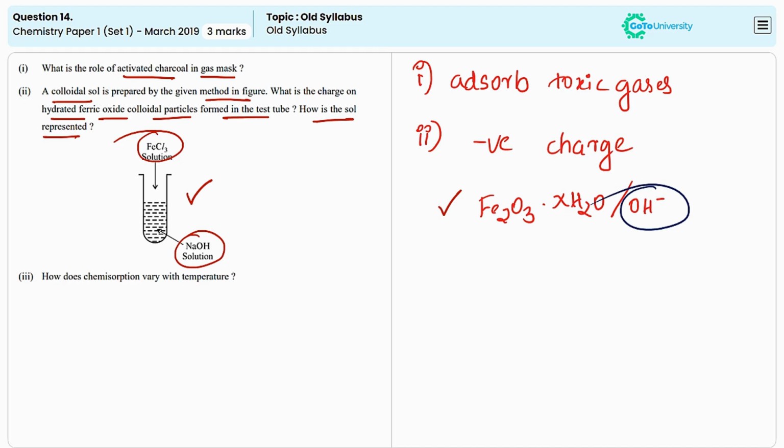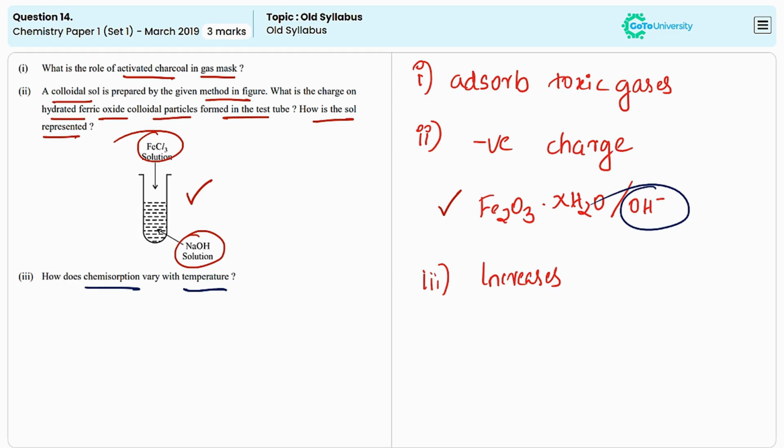The third question is to explain the effect of temperature on chemisorption. Chemisorption involves the chemical bonding between the adsorbate and adsorbent. It generally depends on temperature because chemisorption usually increases with temperature. The process often involves breaking and forming chemical bonds which require energy. Higher temperature provides this energy, so it leads to a stronger interaction between the adsorbate and adsorbent.